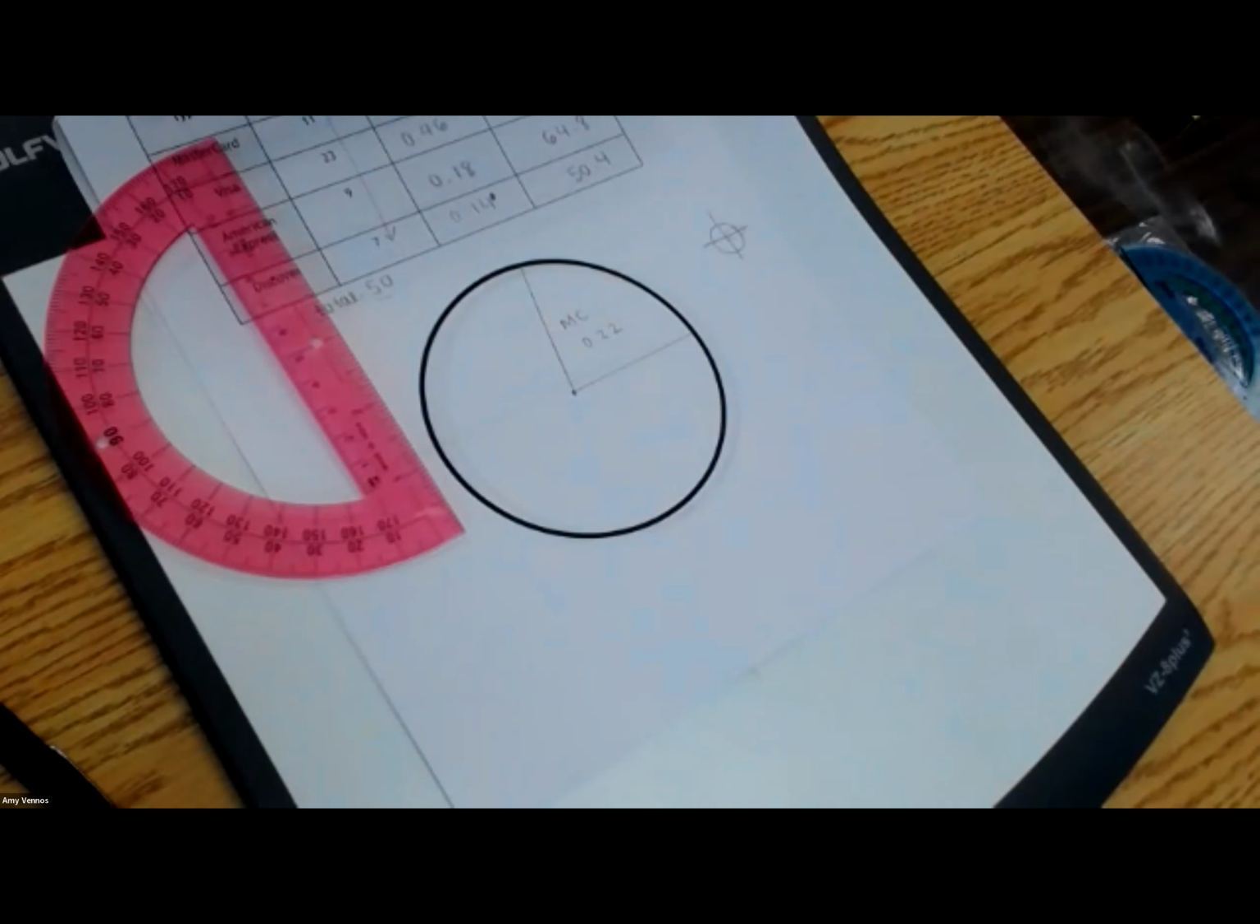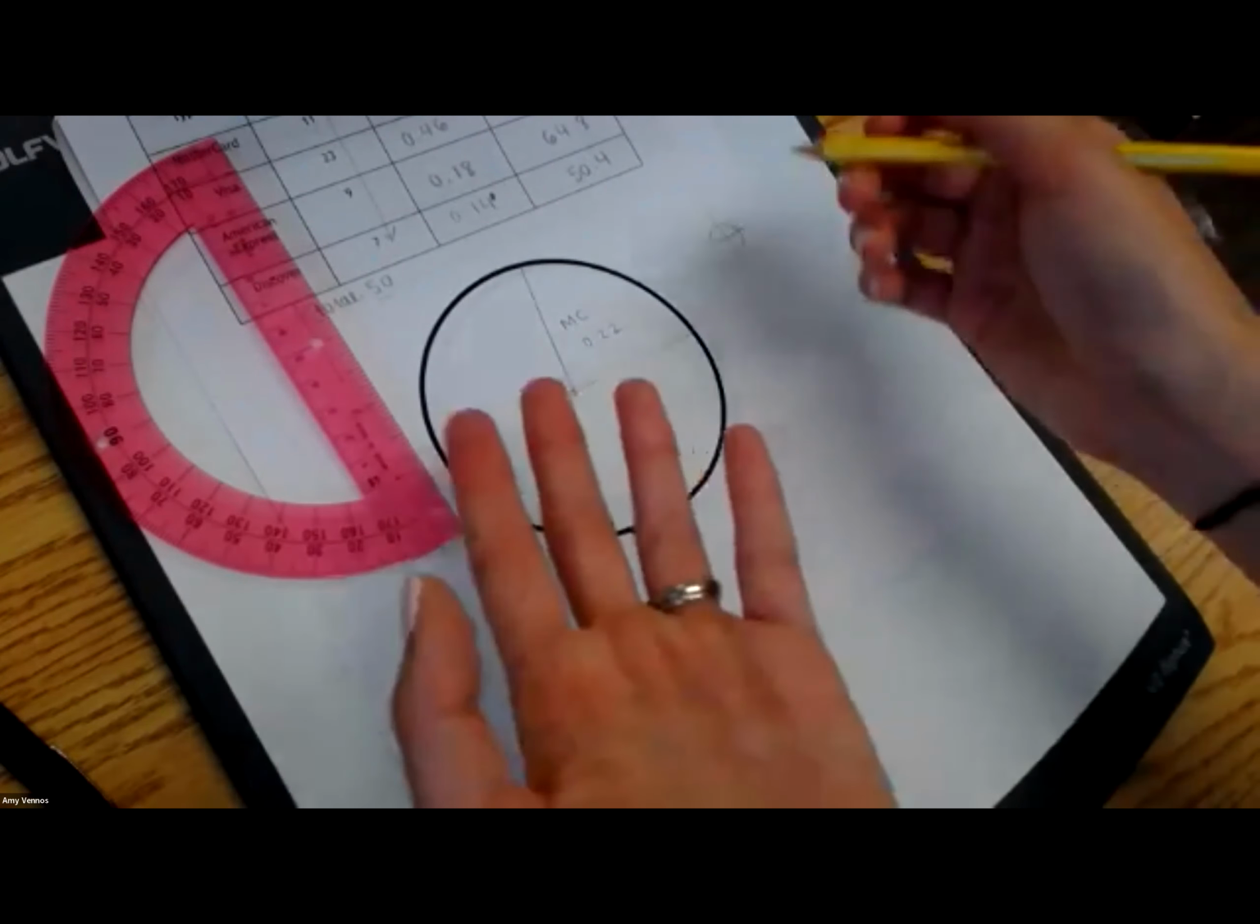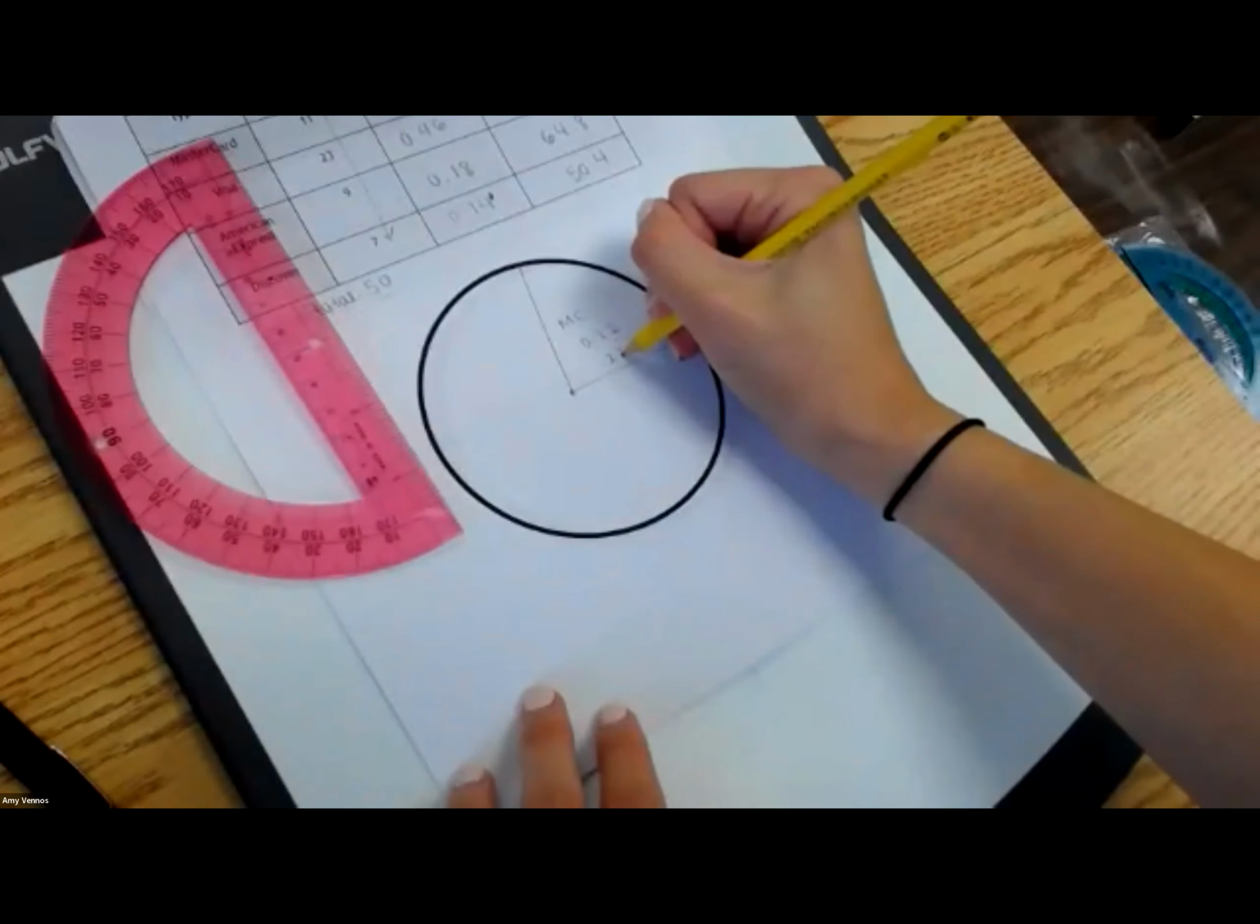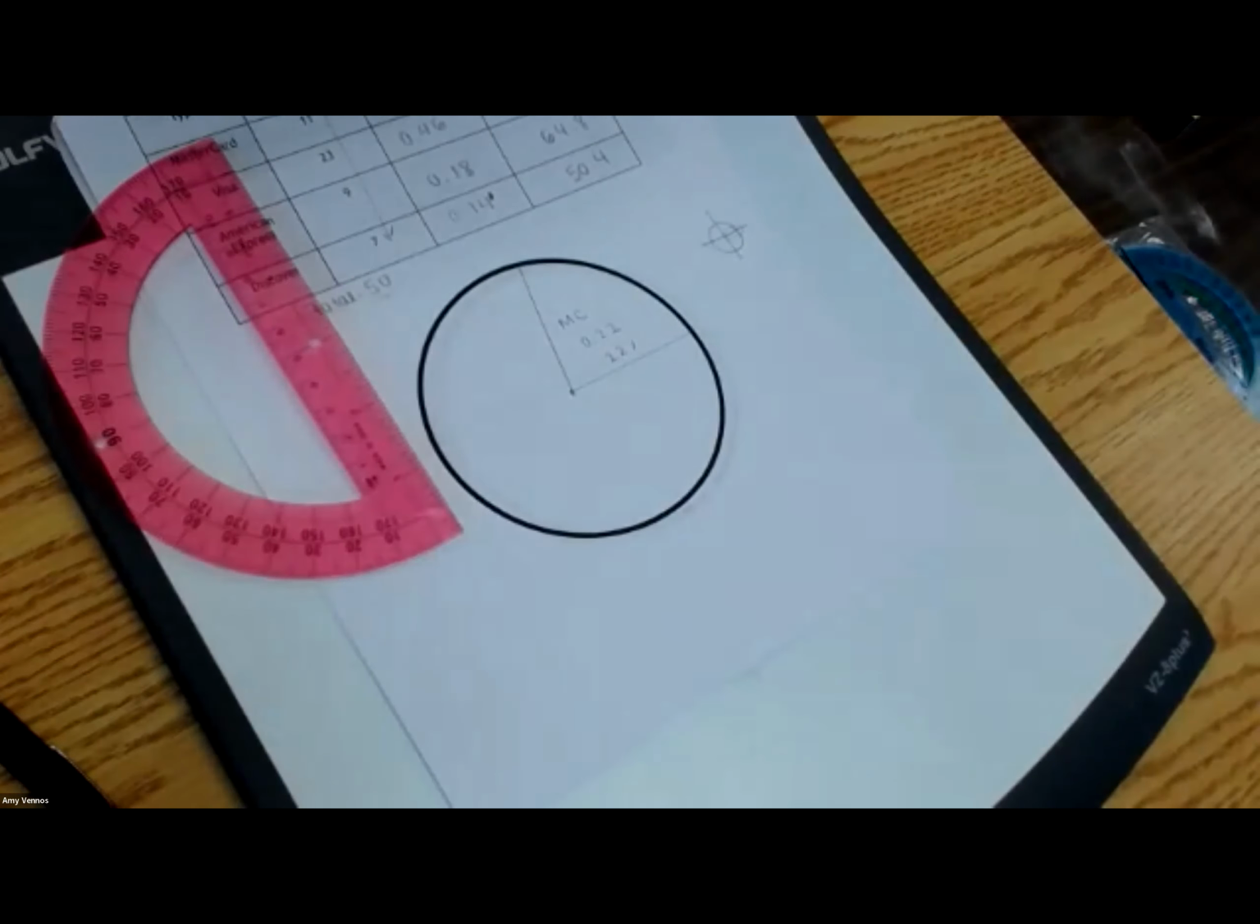Now, sometimes when we see pie charts, they like to write them in percentages. So maybe instead of 0.22, I'll write 22%. So either one of those could be on the pie chart. Next question, how do we make the next slice?